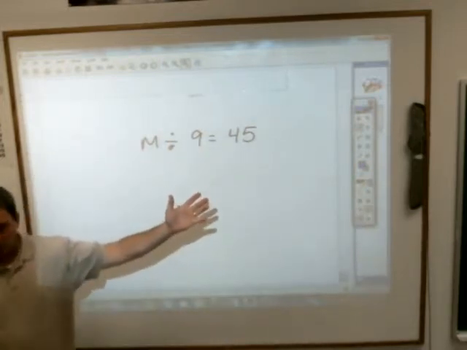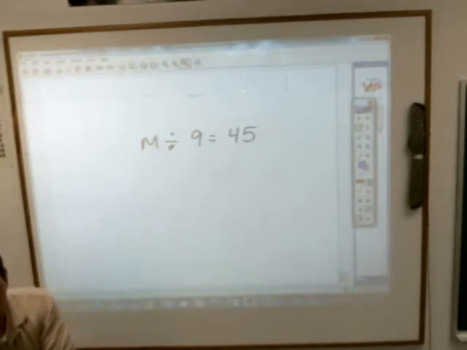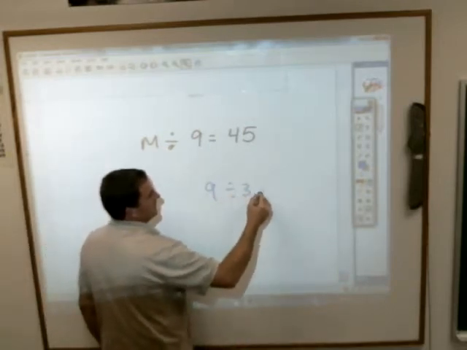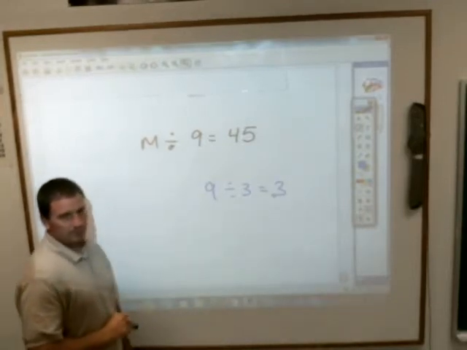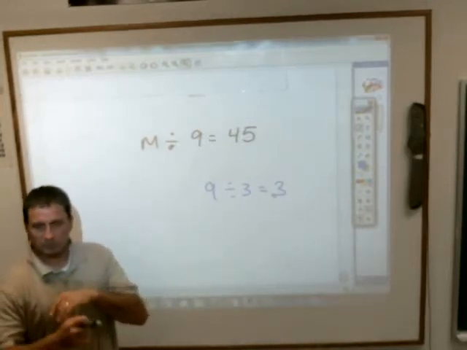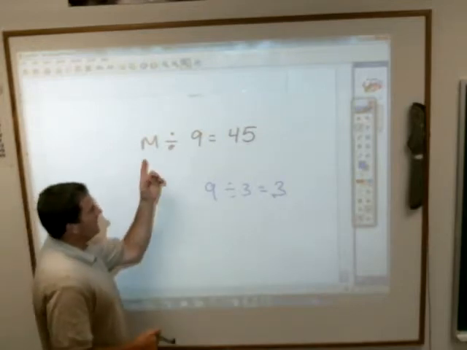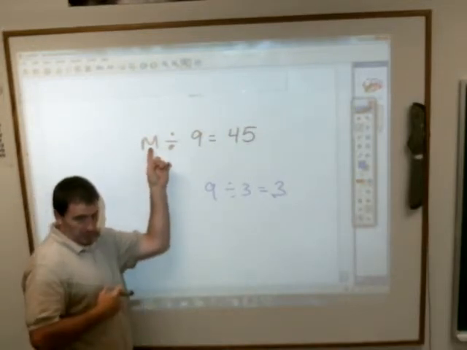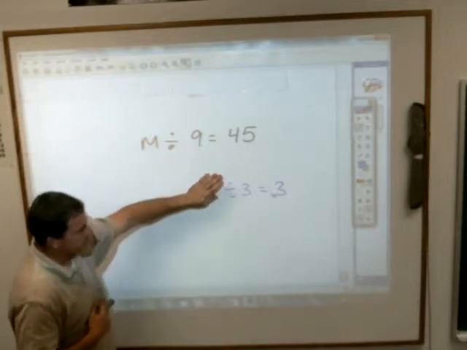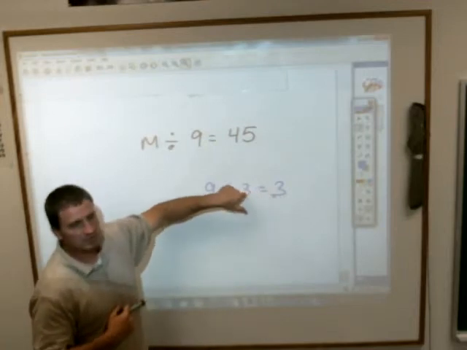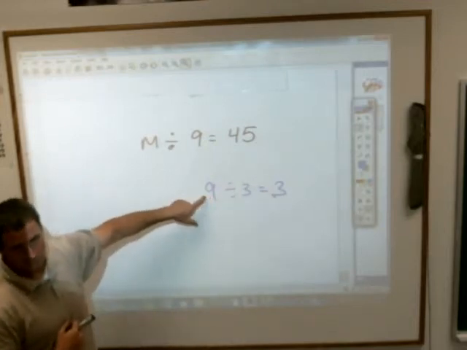Somebody know division? I hope you know division. Give me a division problem, Sammy Bollinger. 9 divided by 3 equals 3. Ladies and gentlemen, here's where the great ooh and ah moment is going to be. If I'm missing the first part of my division problem, and I know the second two, what do I do with the second two to get the first one? Caleb?